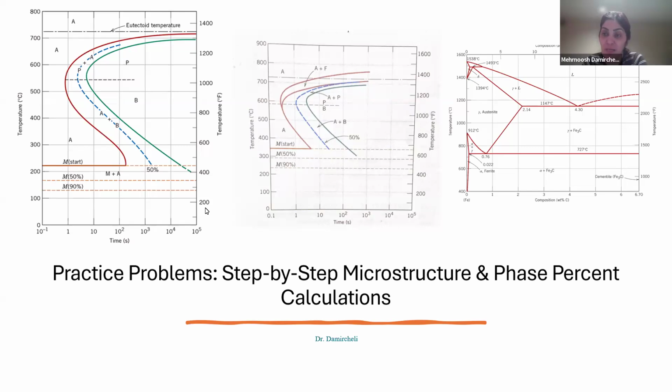If you have not watched them yet, please go back and watch them first to learn about the lever rule, eutectoid, hypo and hypereutectoid, and finally TTT diagrams. Okay, so by using the lever rule, we determine the type of pearlite formed, such as coarse pearlite, medium, or fine. And by the end of this video, you will know exactly how to tackle similar problems in your practical engineering applications.